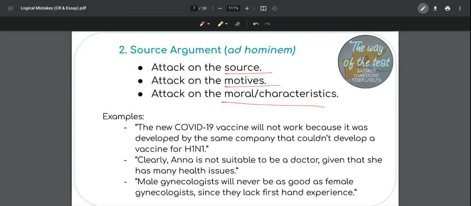For example, I'm going to do example number 1 here. The new COVID-19 vaccine will not work because it was developed by the same company that couldn't develop a vaccine for the H1N1.